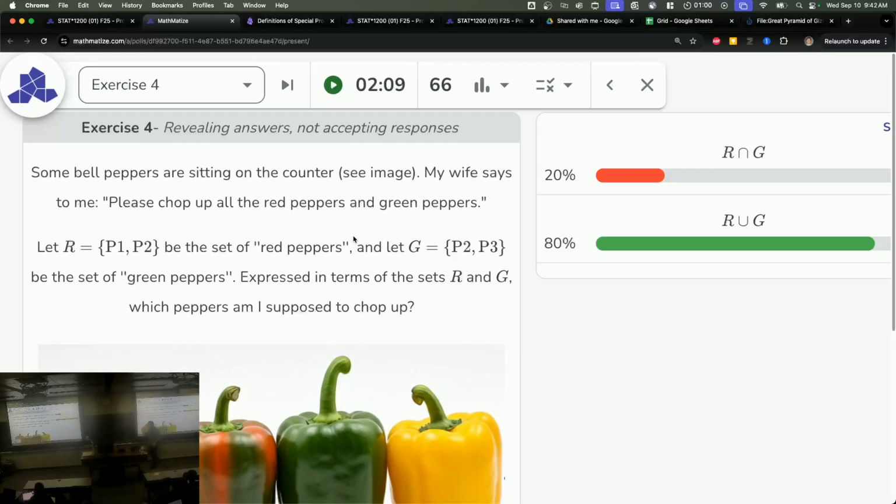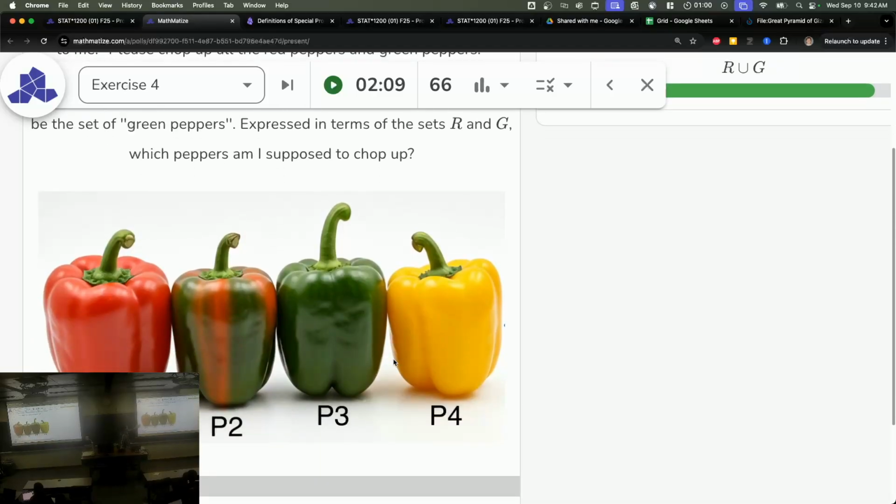By the way, this is exactly one of the homework problems. One of the homework problems has these exact pictures of peppers, and it's like, hey, how do you express the yellow pepper in terms of these sets, things like that. Okay, questions or comments about the warm-up problem?